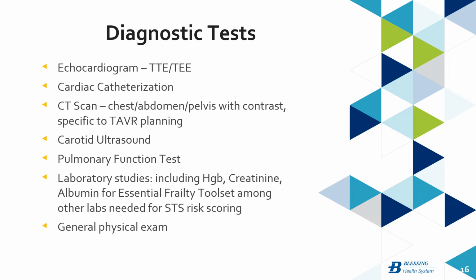And that CAT scan not only gets read by our radiologist, but it also gets sent out to the 2 valve companies for measurements. We also do carotid ultrasound, pulmonary function tests. Those are very similar to what we do for pre-op surgical CABG and AVR patients. And then just again, the frailty scores, STS scores, lab studies, and then general physical exam.